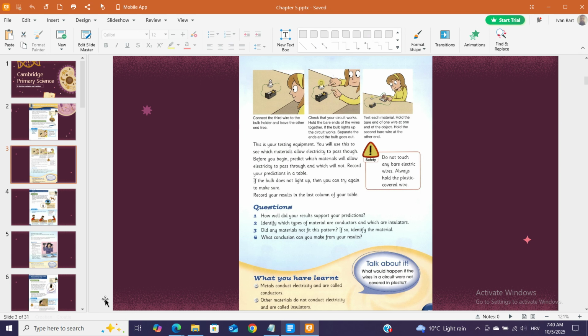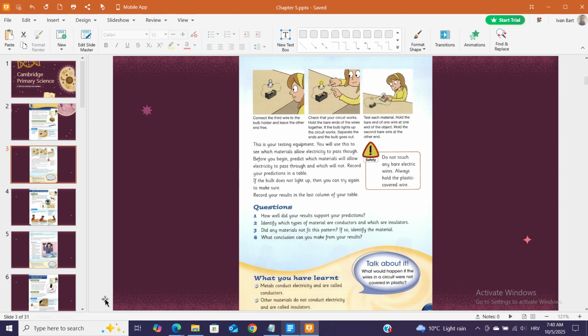Before you begin, predict which materials will allow electricity to pass through and which will not. Record your predictions in a table. If the bulb does not light up, then you can try again. To make sure, record your results in the last column of your table. Questions. Test each material. Hold the bare end of one wire at one end of the object. Hold the second bare wire at the other end.